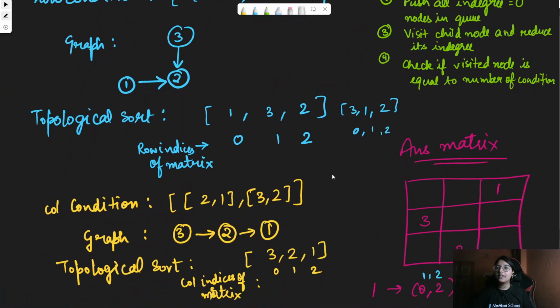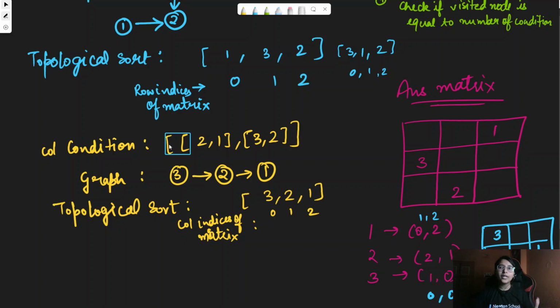And now comes the part for our column. In column we are given this. This simply represents that this is the left and this is the right. So this means that 2 should appear just before, meaning leftward to, the 1, and 3 should appear leftward to the 2. And the graph would be formed with 3 pointing towards 2, and then 2 pointing towards 1, like this, right?